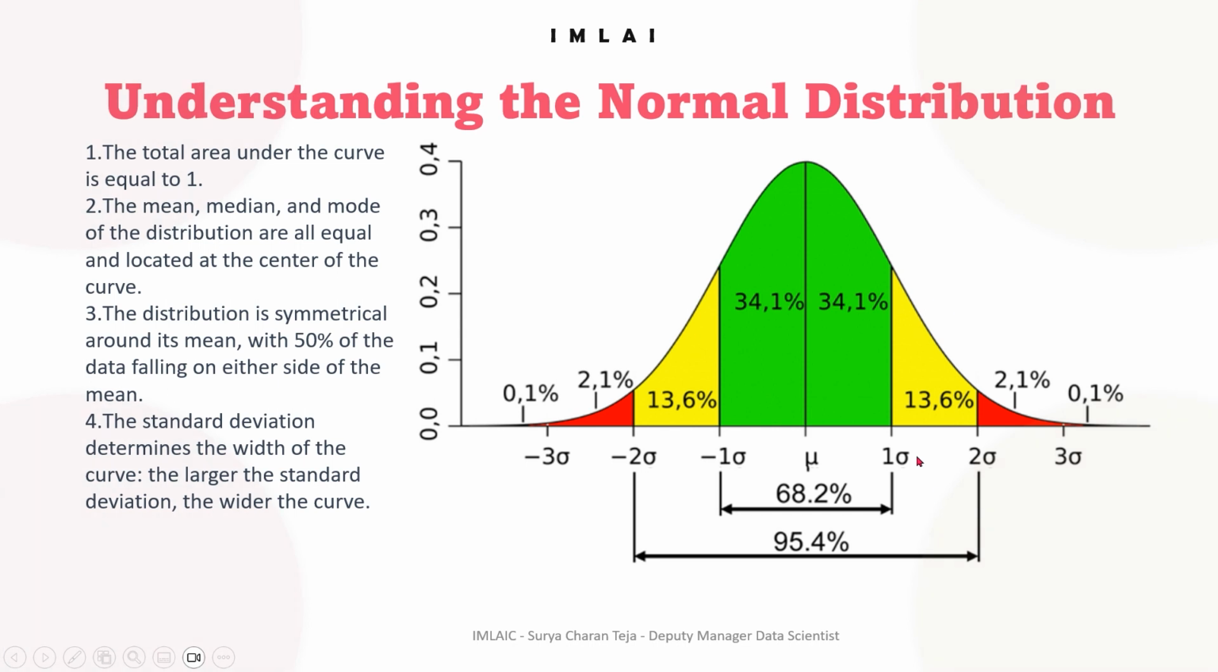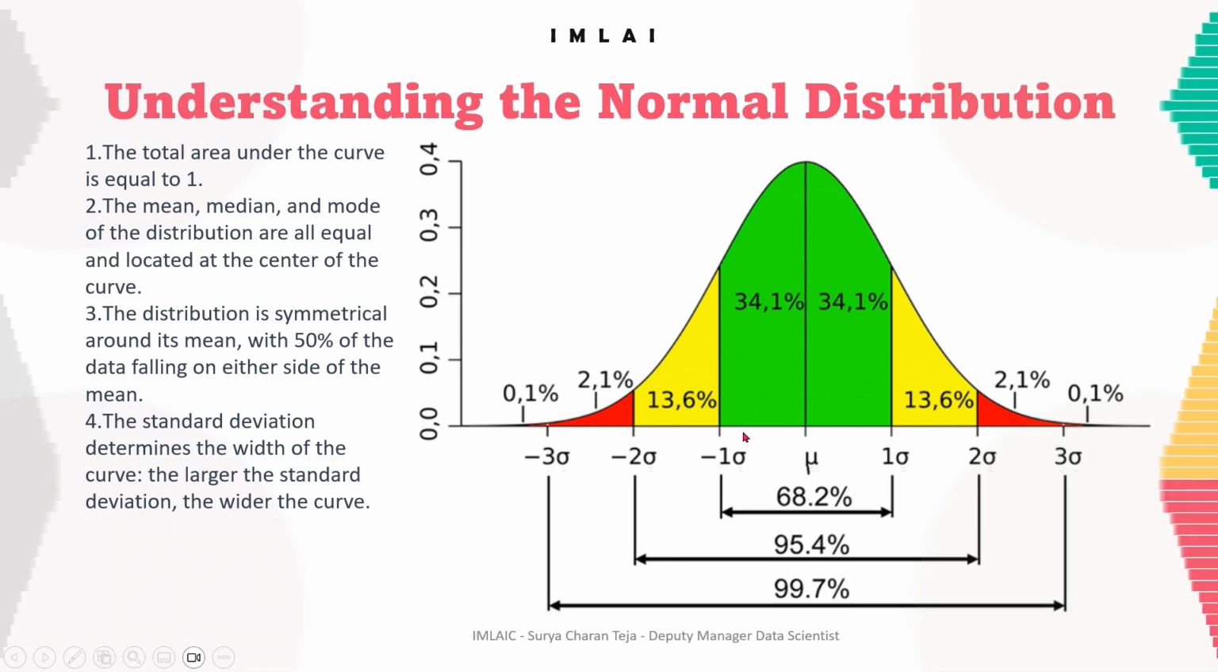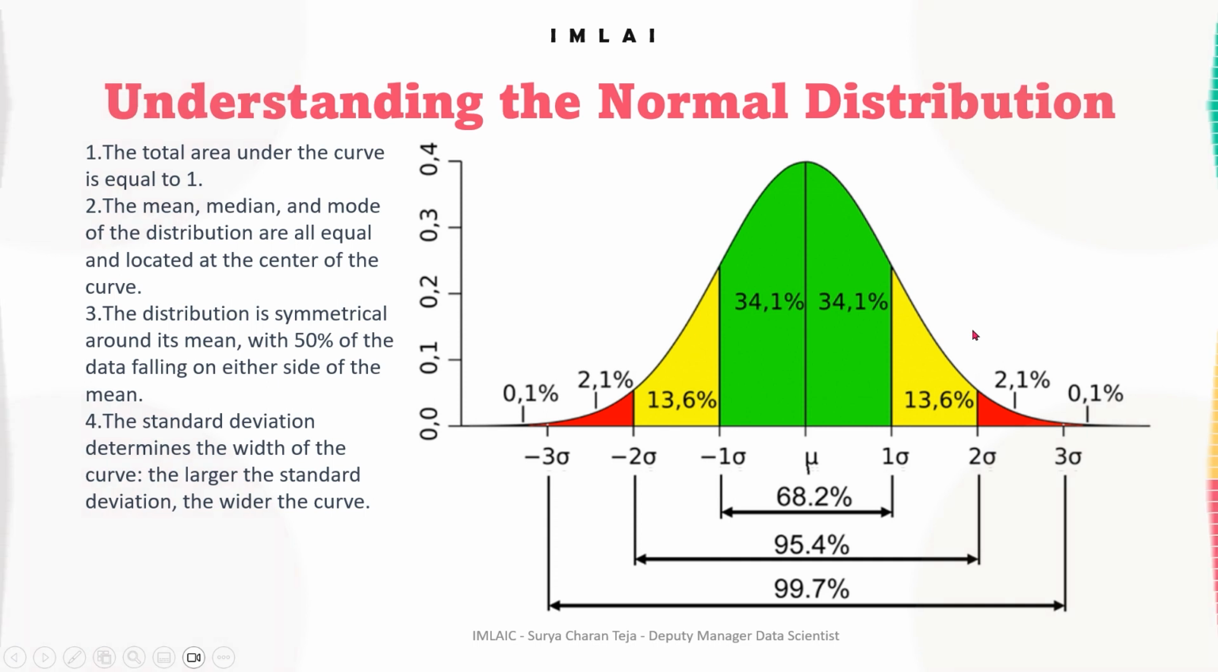So this is the second standard deviation, and 95 percent of the data falls here. And after that, you have the most important one, approximately 99.7 percent. That means most of the data falls here, within three standard deviations of the mean. So 3 sigma and minus 3 sigma. Within these three standard deviations of the mean, 99.7 percent of the data falls.